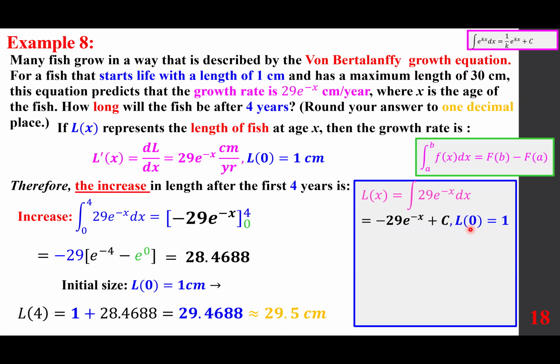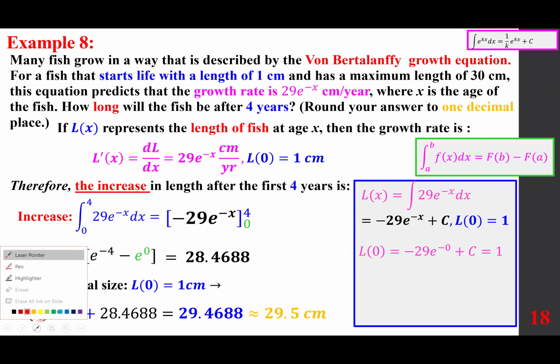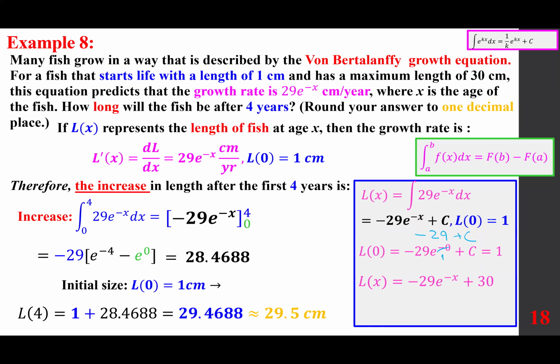So having said that, we are going to replace the x with 0. Minus 29 e to the power minus 0 plus C. E to the power minus 0 or 0 makes no difference. This is 1. So if this is 1, this is -29. And the constant becomes 30. So L of x is -29 e to the power minus x plus 30.